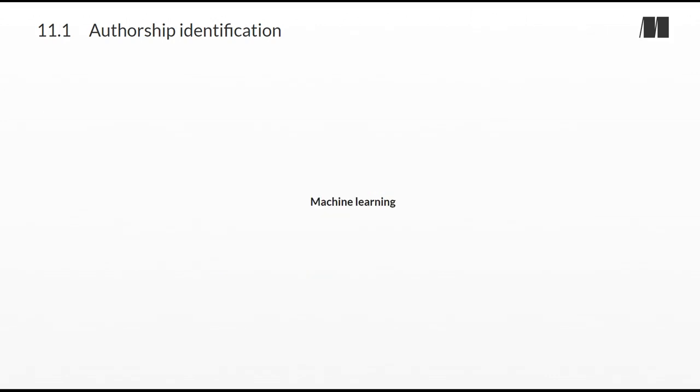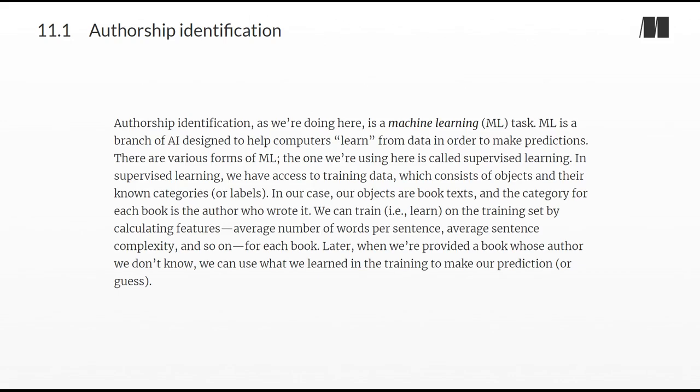Machine learning. Authorship identification, as we're doing here, is a machine learning, ML, task. ML is a branch of AI designed to help computers learn from data in order to make predictions. There are various forms of ML. The one we're using here is called supervised learning. In supervised learning, we have access to training data, which consists of objects and their known categories, or labels. In our case, our objects are book texts, and the category for each book is the author who wrote it.